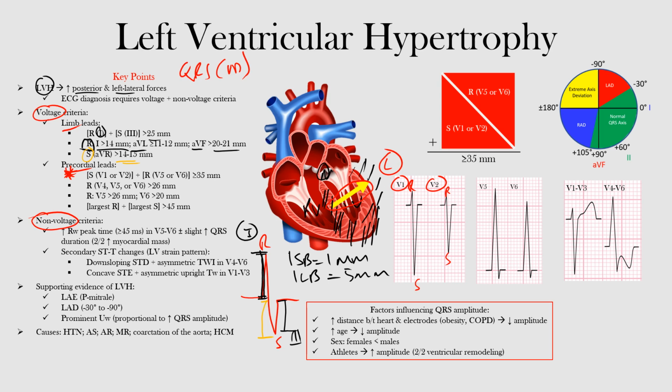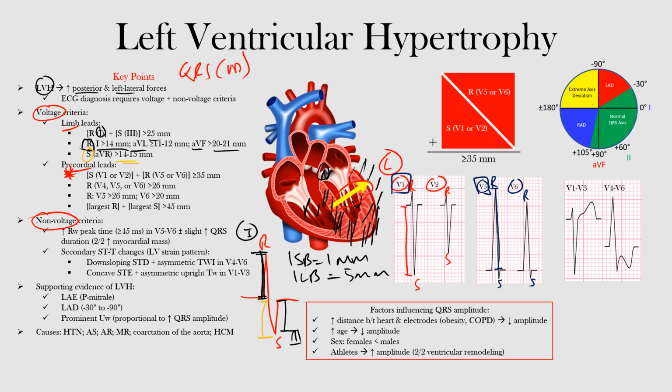We're going to add whichever S wave is deeper. In this case, we'll take V1 because it has a greater S wave compared to V2, and we're going to add that to the taller R wave in V5 or V6. So here's V5 or V6. This is our R wave, this is an S wave. Because the R wave's taller in V5, we'll use this one. We're going to take V1 and add it to V5, and that amplitude should be greater than or equal to 35 millimeters.